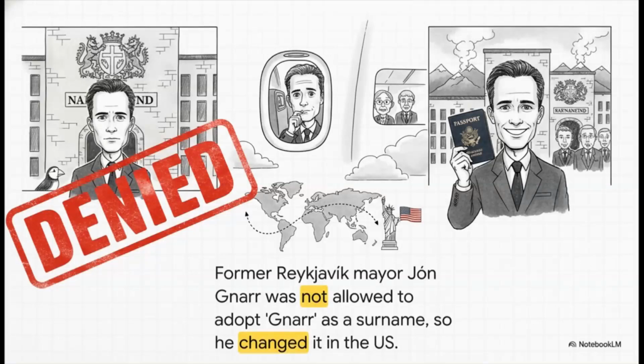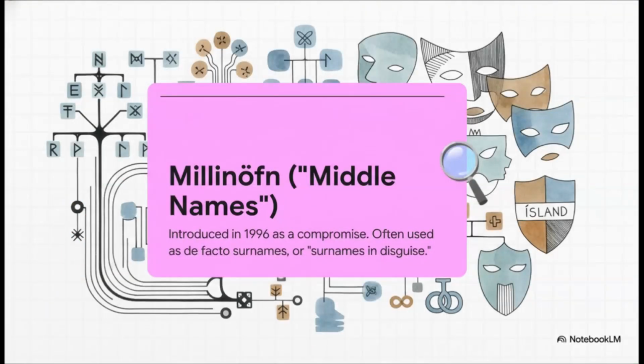So what did he do? He went and became a U.S. citizen, legally changed his name over there, and then came back. Now, they did introduce a compromise back in 1996. It's called a millinaf, which basically means middle name. And these things act a lot like surnames. They can be passed down from parent to child, but they officially exist alongside the patronymic name.